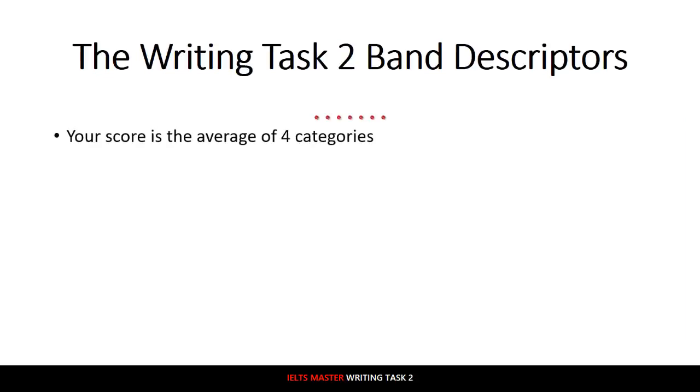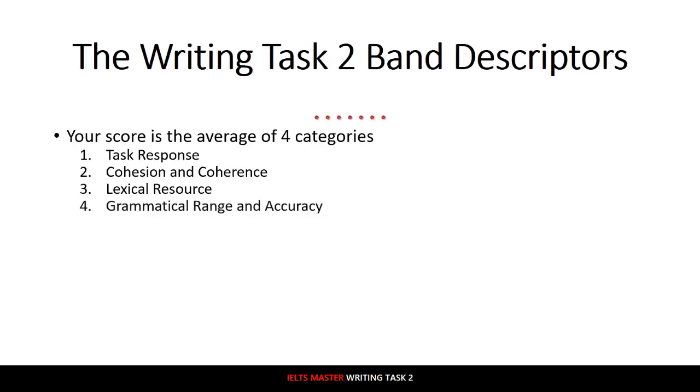So your score is the average of these 4 categories: task response, cohesion and coherence, lexical resource, and grammatical range and accuracy. For example, if you have a 7 in task response, a 7 in cohesion and coherence, a 6 in lexical resource, and a 6 in grammatical range and accuracy, you'll divide this by 4 for a total writing task 2 score of 6.5. Okay?